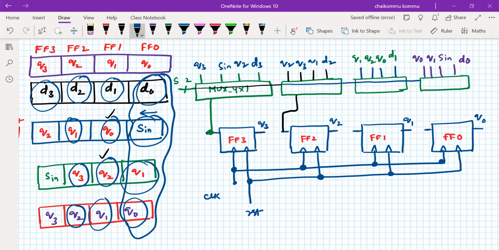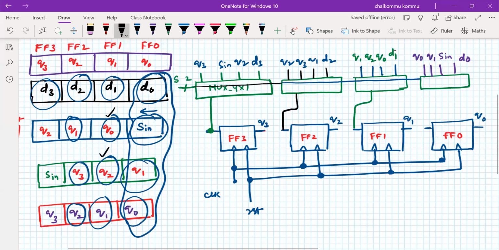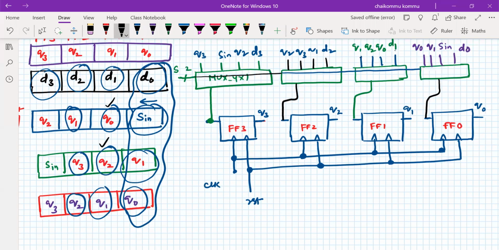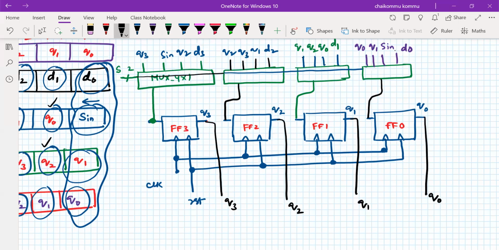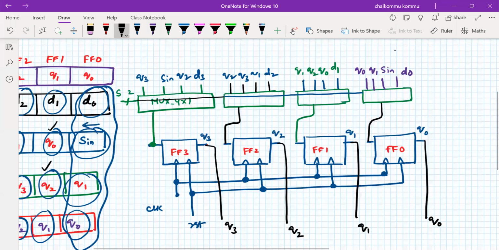All these are having the same. So now this is connected to this one. Okay, that's how. So therefore these things are all coming outside. Okay, therefore this is called Q3, Q2, Q1, Q0, right? So this is the block diagram for the 4x1 universal 4-bit universal shift register.